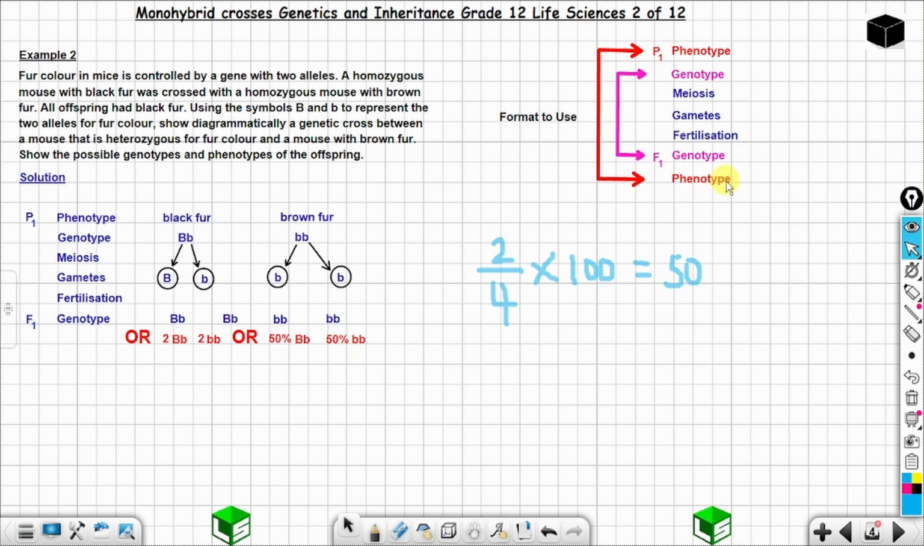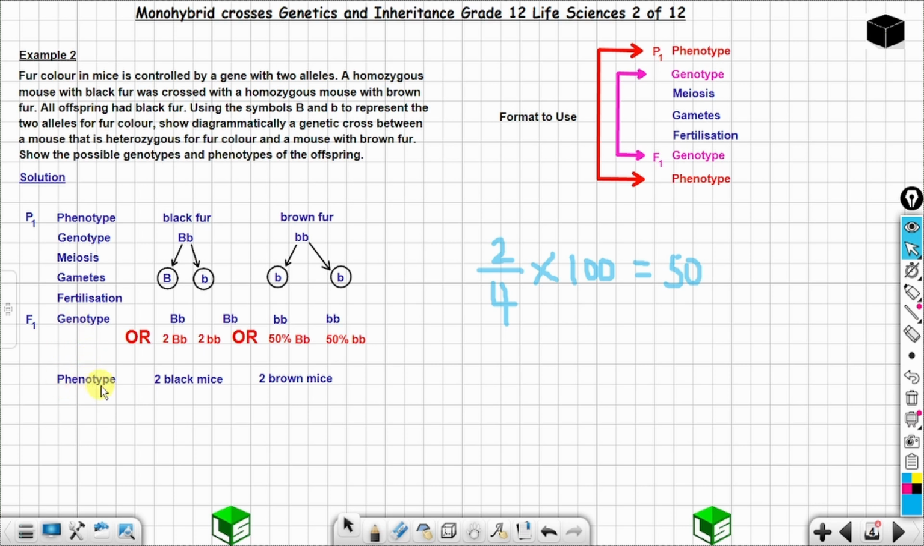Now, the phenotype. Now, you have 2 mice with black fur and 2 mice with brown fur. 2 black mice and 2 brown mice. This is the phenotype. On the phenotype, you only mention the physical appearance. On genotype, you mention the genetic makeup. Physical appearance, genetic makeup.